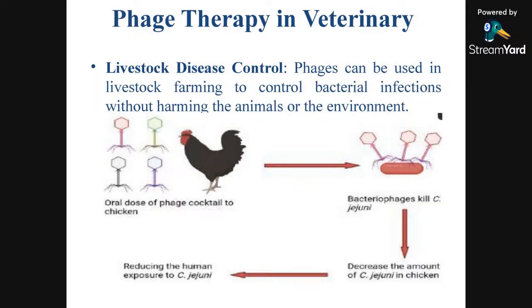Phage therapy is also used in veterinary sciences to control livestock disease. Phages can be used in livestock farming to control bacterial infections without harming the animals or environment. In poultry, bacteriophages are effectively used against Salmonella and Campylobacter jejuni, and for cattle, bacteriophages are used against E. coli, Salmonella, and Clostridium.